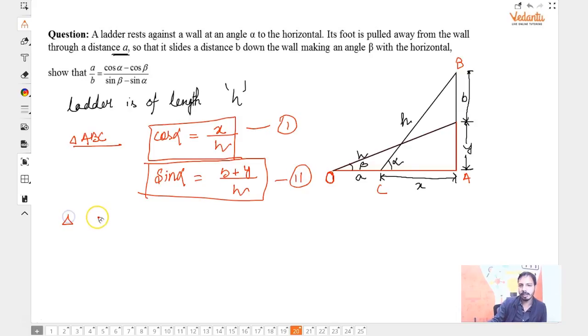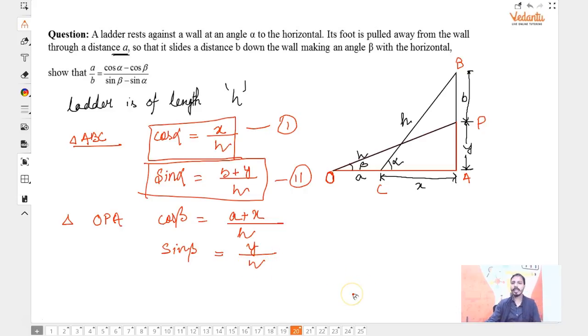Similarly, in triangle OPA, let me name this point as P. In this triangle, you have angle beta. So cos of angle beta, what will it be? Cos of angle beta will be a plus x by h, since the length of this ladder is the same, which is h, and sine of beta will be y by h, right?